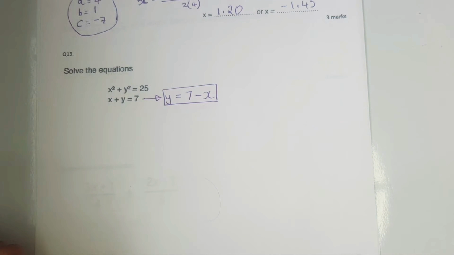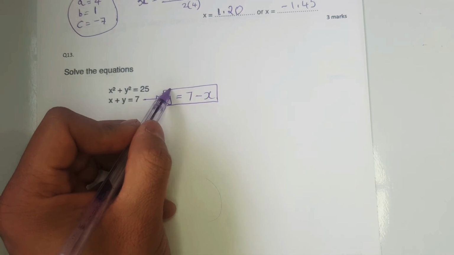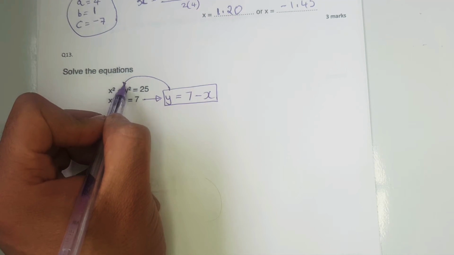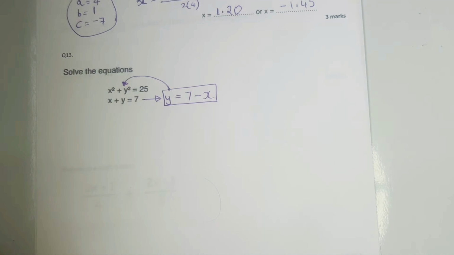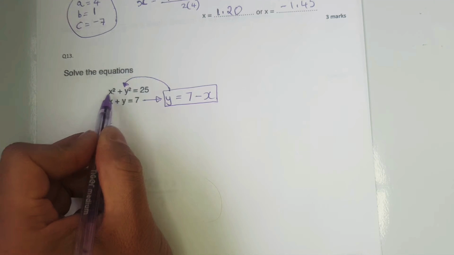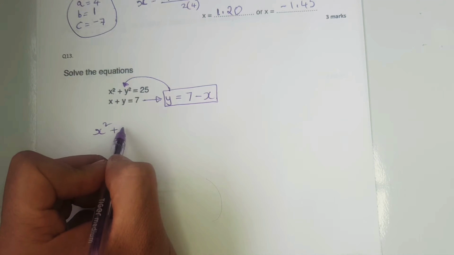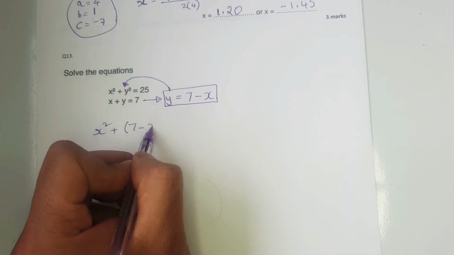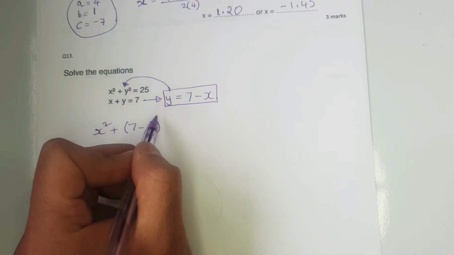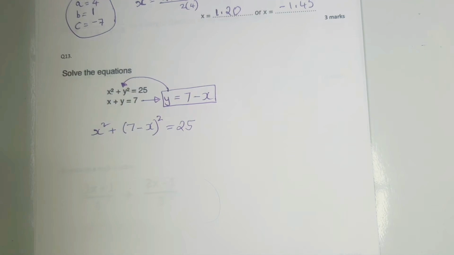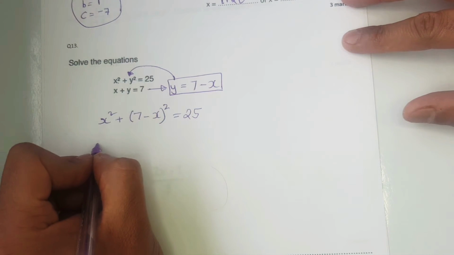That's step 1. Then I'm going to substitute the y that I've worked out into the y in the quadratic equation. So if I substitute that in, I get x squared plus, in a bracket, the new y in terms of x, which is 7 minus x, all squared, equals 25. So that will get you the first mark. Then you're going to expand the bracket and simplify it.